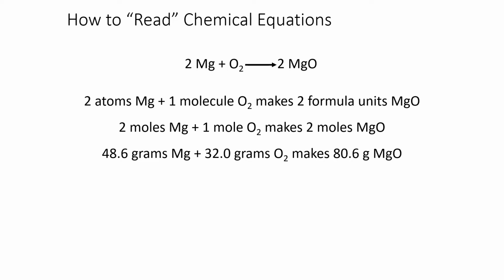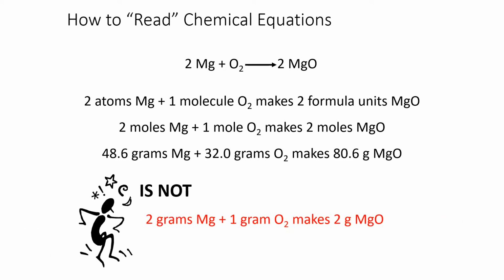Additionally, based on the law of conservation of mass, we can represent the masses that are required to make the magnesium oxide. If we sum the masses on each side of the arrow, in this case the mass of magnesium and O2, that would come to 80.6 grams of magnesium oxide. The way this is not read is 2 grams of magnesium plus 1 gram makes 2 grams. No, no, no, no, no. So the coefficients are representing either atoms, molecules, or moles.